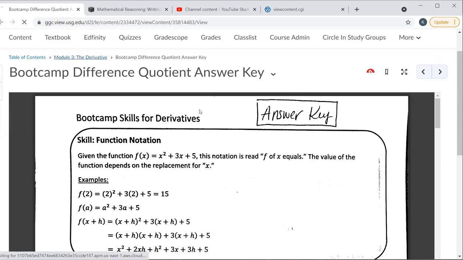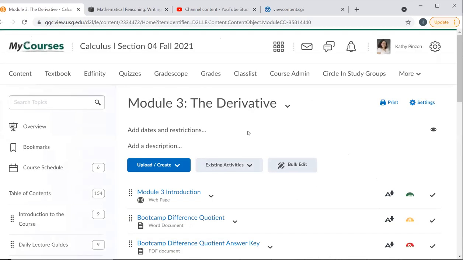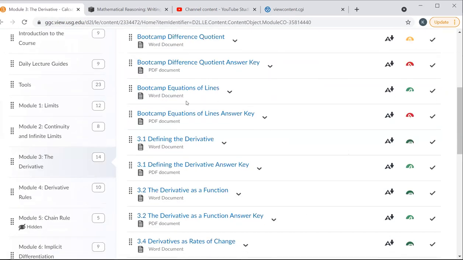Okay, so that's under module 3 at the top. It says difference quotient. There's also a boot camp on finding equations of a line, so if you struggled with finding the equation of a line, then that's there. Okay.